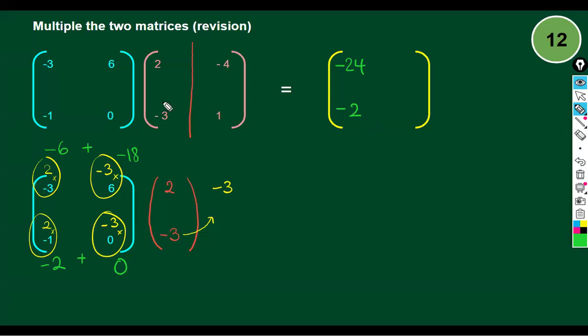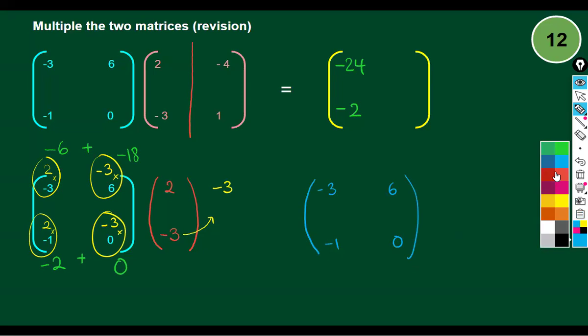And then you're going to repeat the procedure. You're going to take the same blue matrix and multiply by the second half, which is the minus 4 and 1. I could probably do the working across here. So we take the blue matrix, which is how much? Minus 3, 6, minus 1, 0. And we're going to multiply by the second half, right? Which is the minus 4 and the 1.